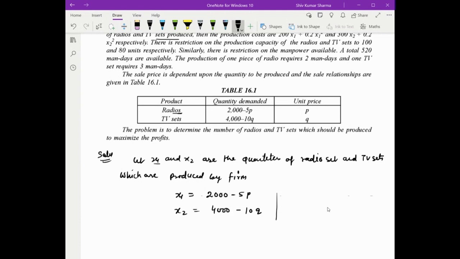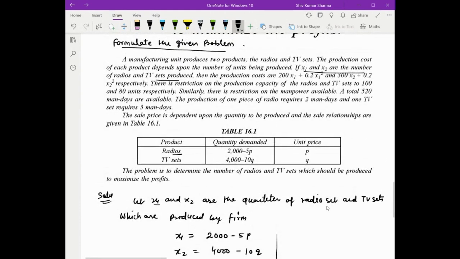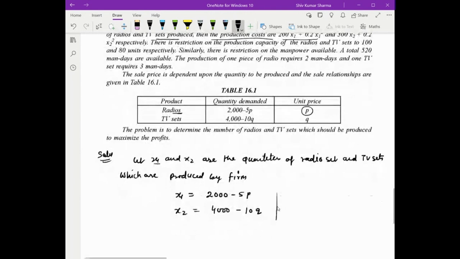So you see, the value of production. This is the production cost. P is the unit price per item, and then the production cost is this. So we write the production cost.